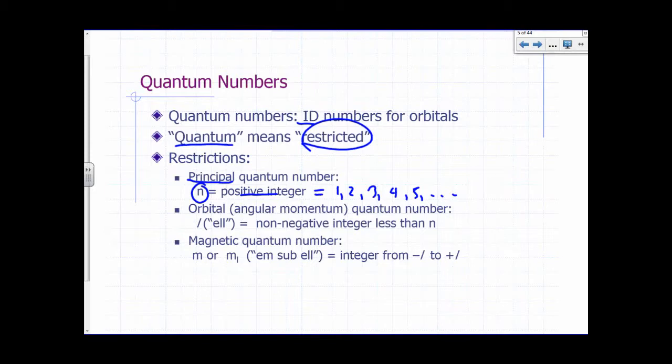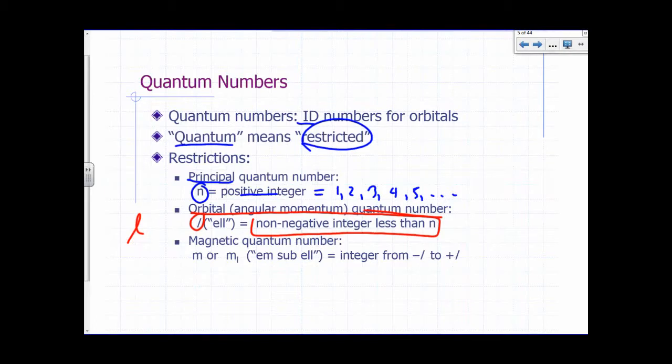There's also a quantum number called the orbital quantum number, or the angular momentum quantum number. This gives us information about a property called angular momentum for an electron, and this is represented by lowercase l, usually written in script. Okay? And the restriction on this orbital quantum number is that it has to be a non-negative integer less than n.